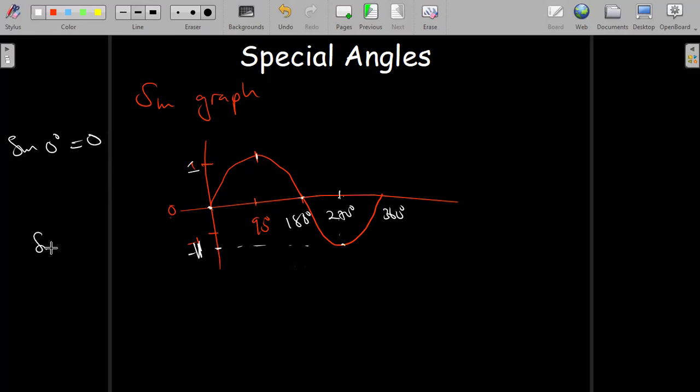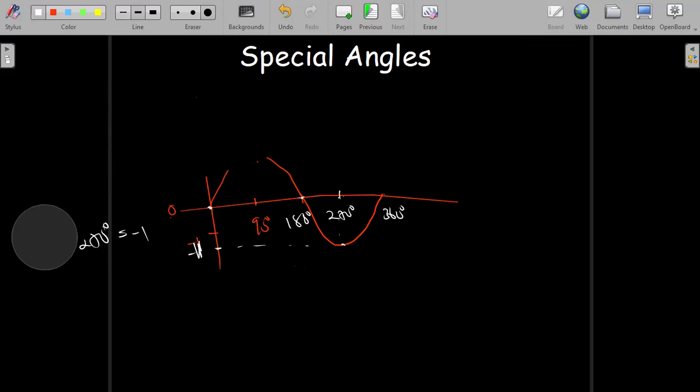So sine 270 degrees is just going to be -1. Sine 360 degrees, that's going to be 0. So this is what we get from the sine graph. Now, we also have the cosine graph.